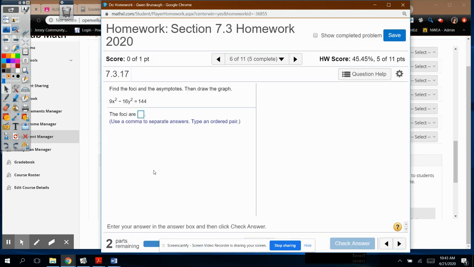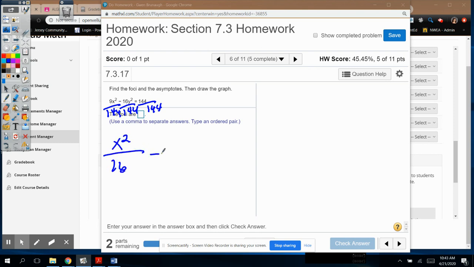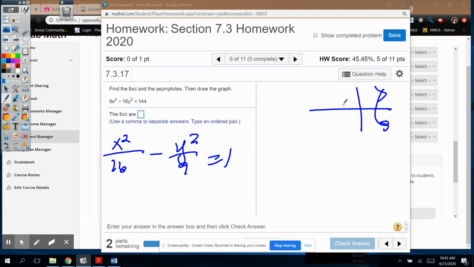Okay, this one, they want to know all the parts again. I feel like we've done this problem already. You'll have to divide everybody by 144 and simplify those fractions. Okay, so I get x squared over 16 minus y squared over 9 equals 1. And that's after you simplify those fractions. Foci comes from C. It's in the x squared direction, which means it's going to be like this.